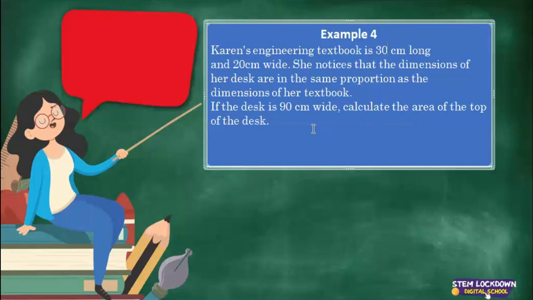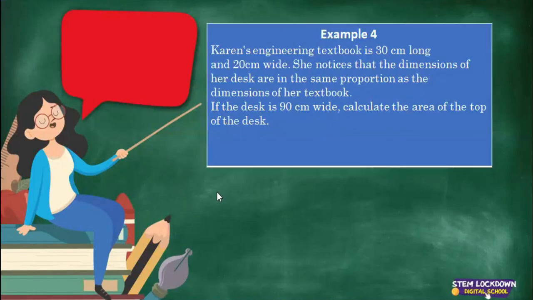To find the area of the top of the desk, we need to find the width and the length. The width we have as 90, so all we need to find is the length. To get the length, you need to know the proportion. The width of the textbook was 20, and the width of the table was 90. So 90 divided by 20, whatever that gives us, we multiply with our 30 to give us the length of the desk. With the length of the desk, you can now find the area.